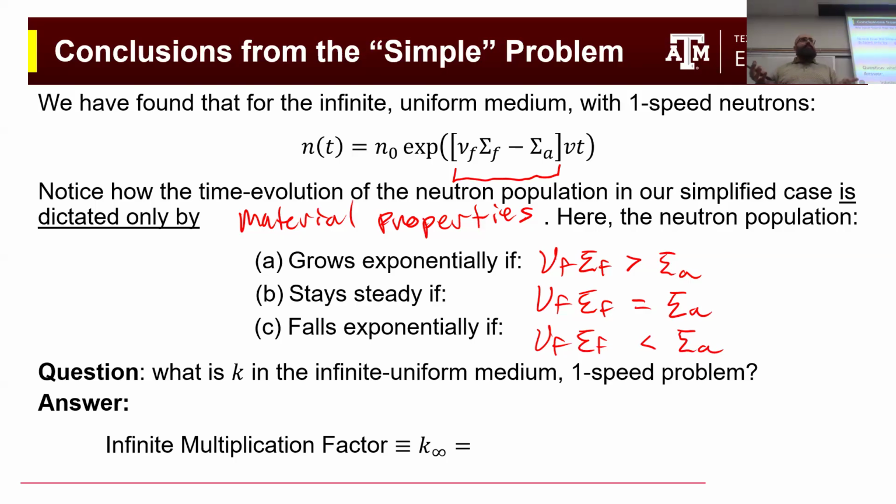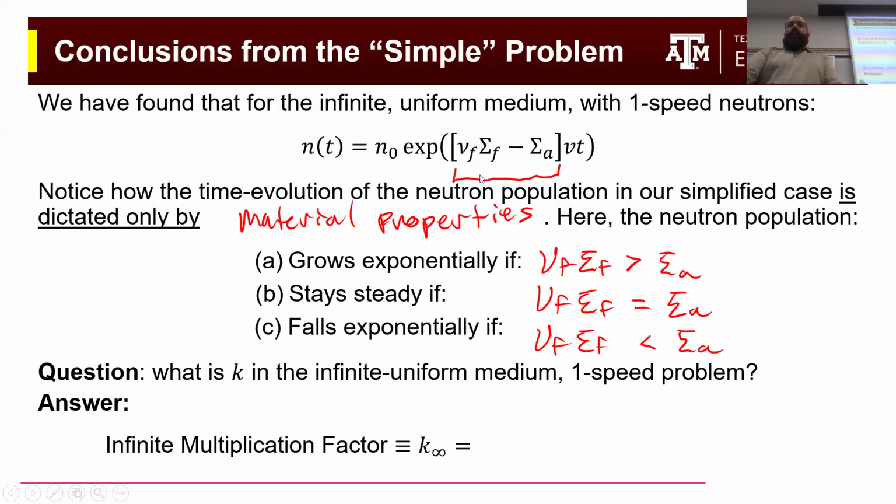And that, hopefully, intuitively makes sense: if we have effectively a larger fission rate than an absorption rate, then we're going to end up increasing the number of neutrons in our medium as time goes by. If these are perfectly in balance, then that population isn't going to change. And if we have a larger absorption rate than our fission rate, than our production rate, then the population of neutrons is going to decrease with time.